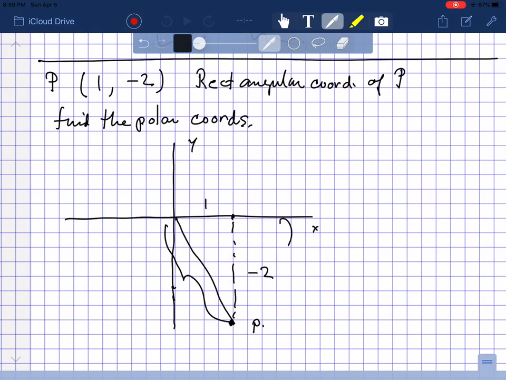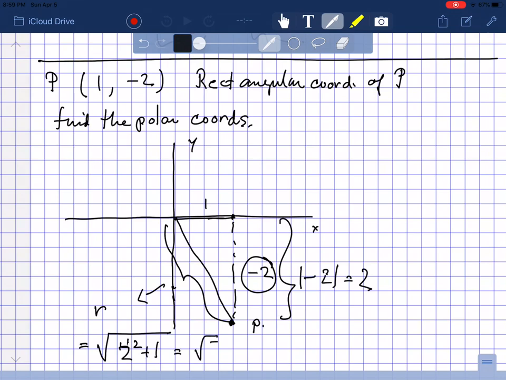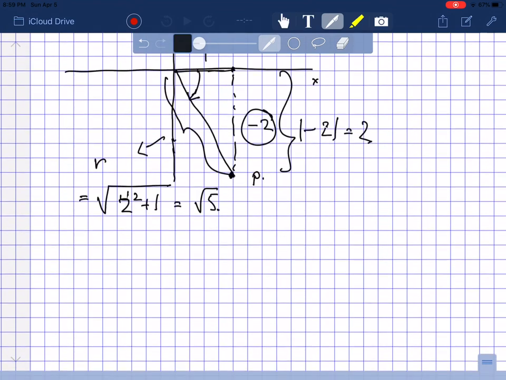What do I have to do? Well, I have to find this length. That's easy to do. The length of this side over here is the absolute value of the y-coordinate of the point P. So this is just going to be the absolute value of -2. That's 2. This is already positive. This is 1. So if I use the Pythagorean theorem, I find that the length of the hypotenuse, which I'm going to call r, is equal to the square root of 2 squared plus 1, and that's just the square root of 5.